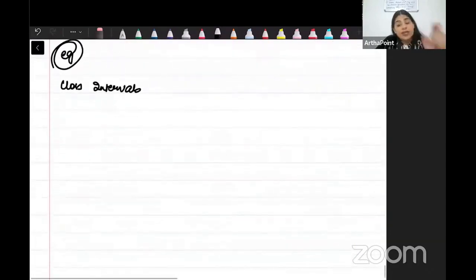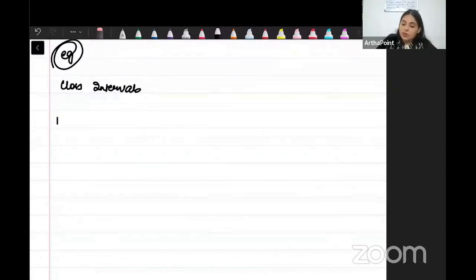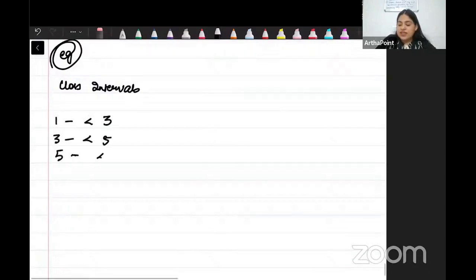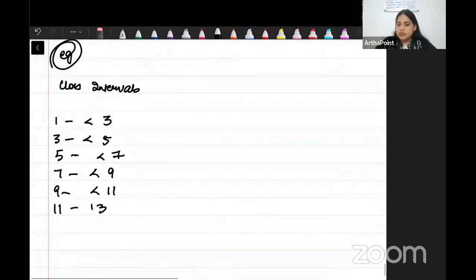Class intervals से अपने आप आपको ये hint मिलना चाहिए that this is a continuous data set that you are working with. So my class intervals given to you are 1 to less than 3, 3 से लेके less than 5 तक, 5 से लेके less than 7 तक, 7 से लेके less than 9 तक, 9 से लेके less than 11 and 11 से लेके less than 13. Keep writing, ऐसा कुछ आपको दिया हुआ.